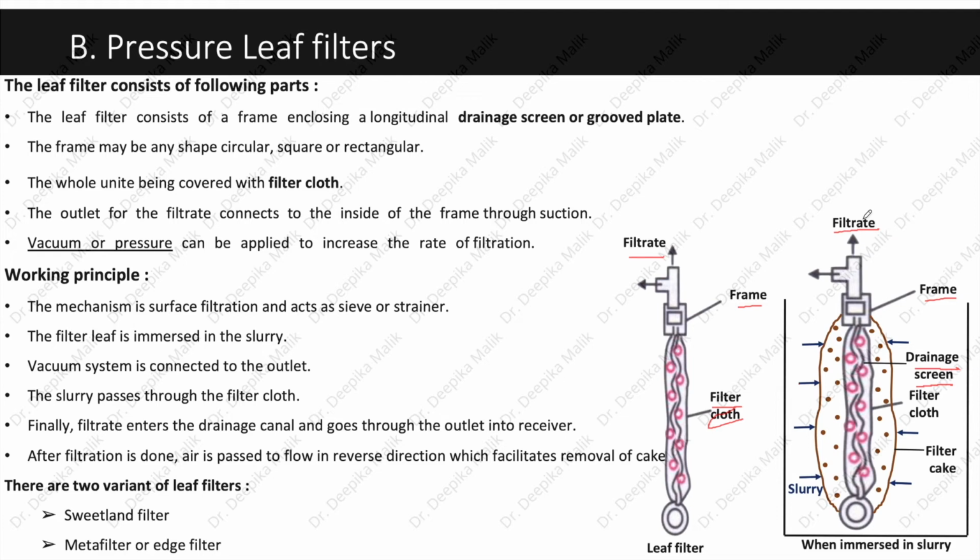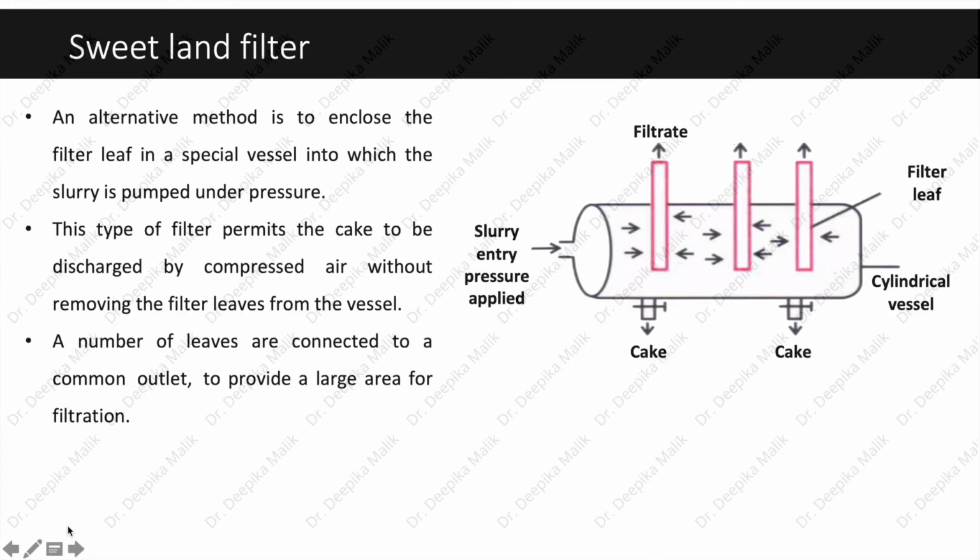And after the filtration is done, the filter is removed from the slurry and air is passed to flow in reverse direction, which facilitates removal of cake. After the cake layer is removed, the filter is again ready to be reused. There are two variants of leaf filter. First is the Sweetland filter and the second one is the Metafilter or edge filter.